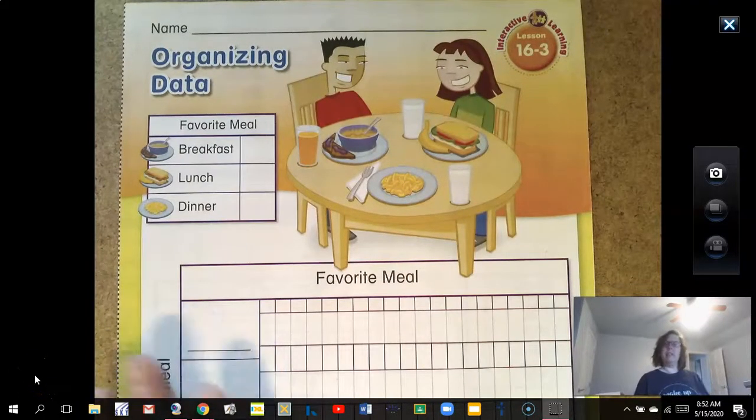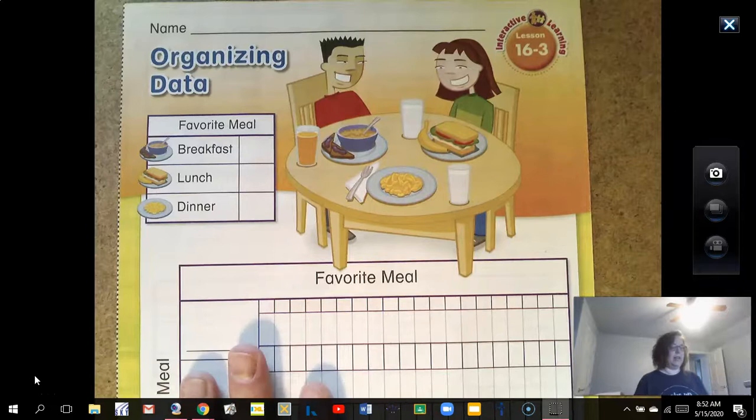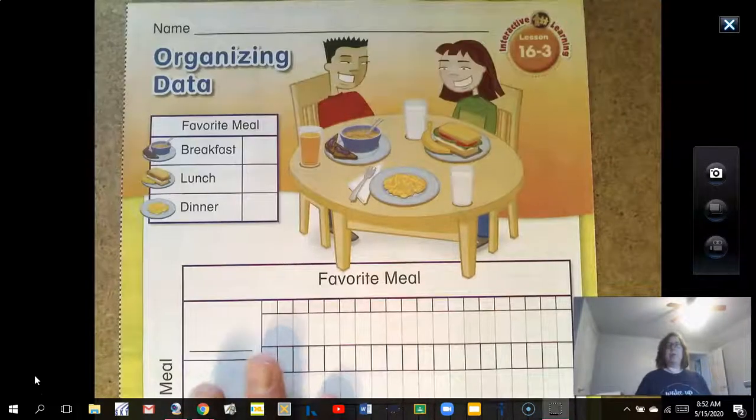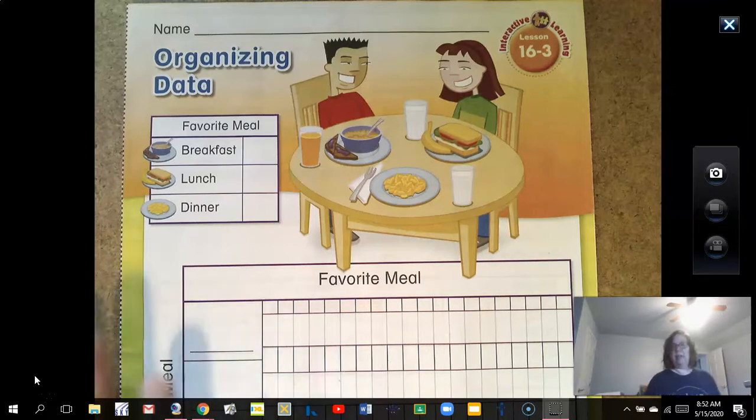We will be doing 16-3, which is organizing data. We've done a few lessons on time or clocks, and that's going to be it for the next few lessons. We won't do any more clocks at this time. So from now until the end of this unit or topic, we will be working with data and bar graphs and ways to organize data or information. So data is the same as information.